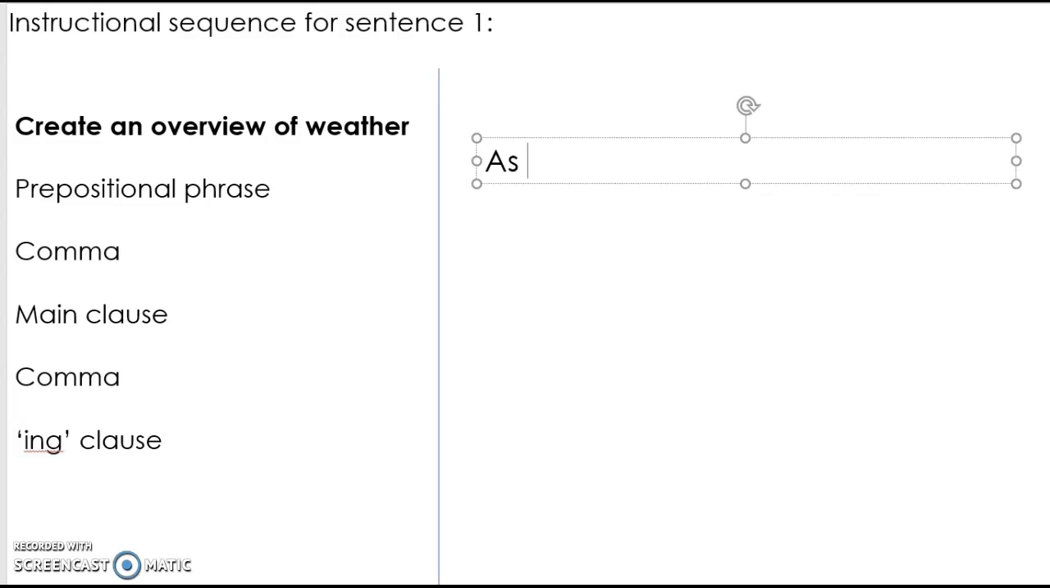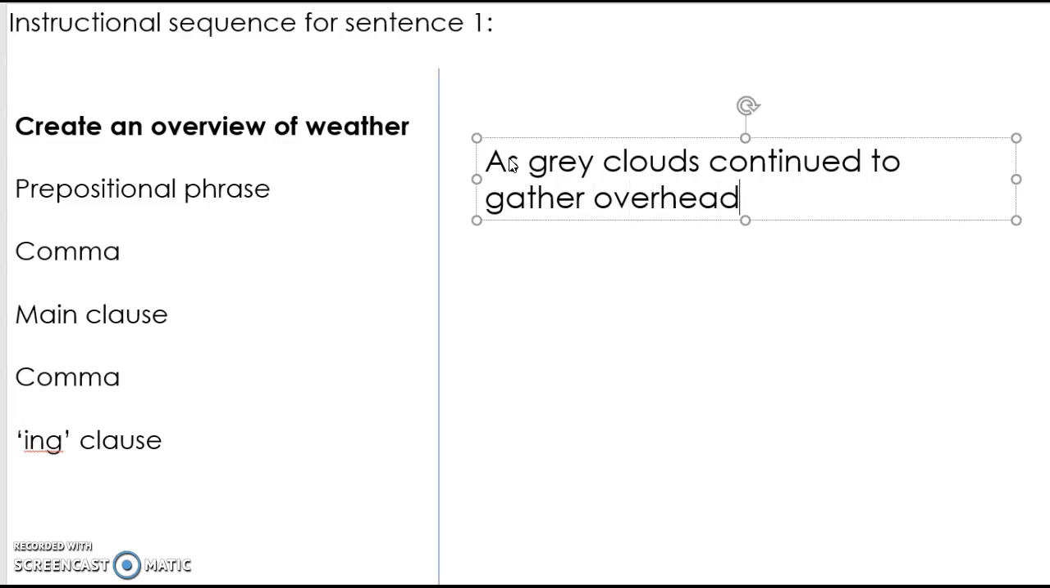So as grey clouds continued to gather overhead, comma. And that's all I mean by a prepositional phrase. Instead of just saying grey clouds continue to gather overhead, I've just put the word as in there at the beginning, and that then becomes a prepositional phrase. As I say, if we put a prepositional phrase at the beginning of a sentence, we must follow it with a comma. As grey clouds continue to gather overhead, now I need something else about the weather.